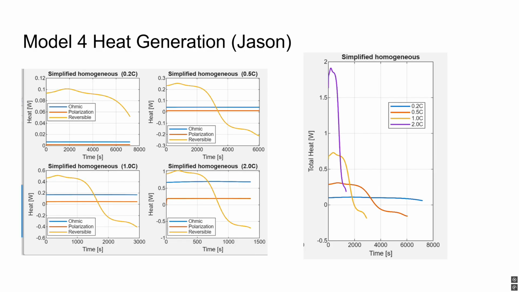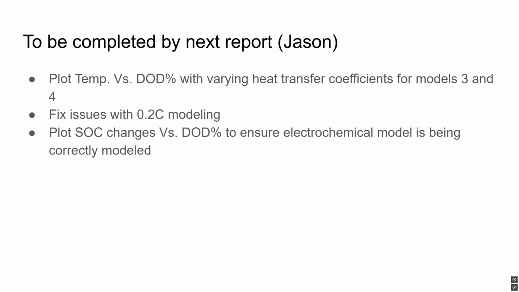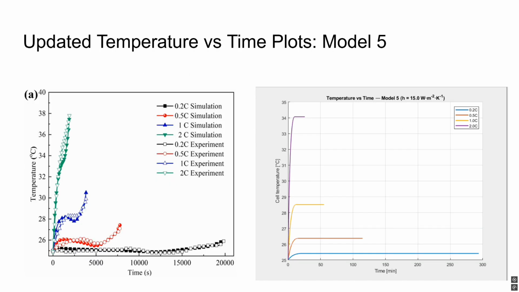Next slide, please. And then these are the results for my heat generated for Model 4. Next slide. Going forward, I need to plot my temperature versus DOD percentage with varying transfer coefficients for models 3 and 4. Like I said, I need to fix my issues with my 0.2 Coulomb modeling. Something's off with it, and I need to plot my state of charge changes versus DOD percentage to see what's wrong with my current electrochemical model. Next slide.